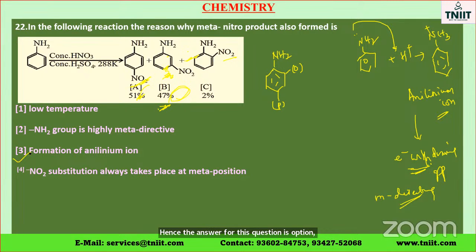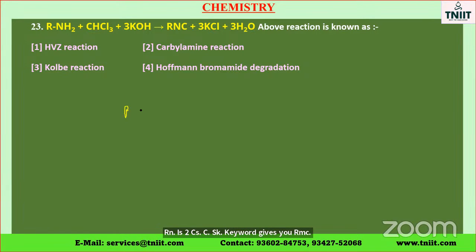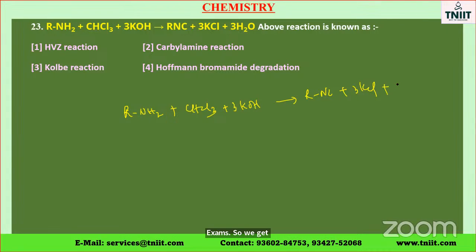Next question. RNH2, CHCl3, KOH gives you RNC, 3KCl, and 3H2O. It is a very well-known reaction. There's nothing to explain here, because you would have learned this reaction for your regular exams. So we get RNC plus 3KCl plus 3H2O.